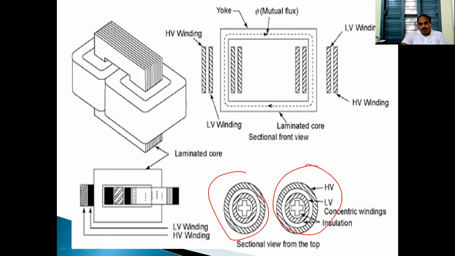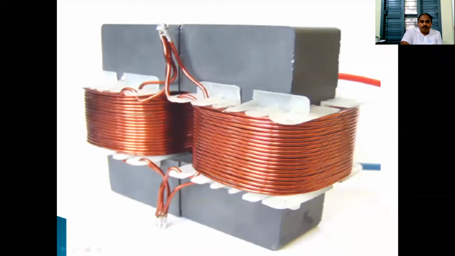Top view. First the core. So this one is the core, then insulation, low voltage, insulation, high voltage. I think you understand. The center plus represents the core. After the core we provide insulation, then winding, then insulation, then winding. In the actual diagram, this is the core material, in the middle we provide insulation, and the winding is placed on the outside.